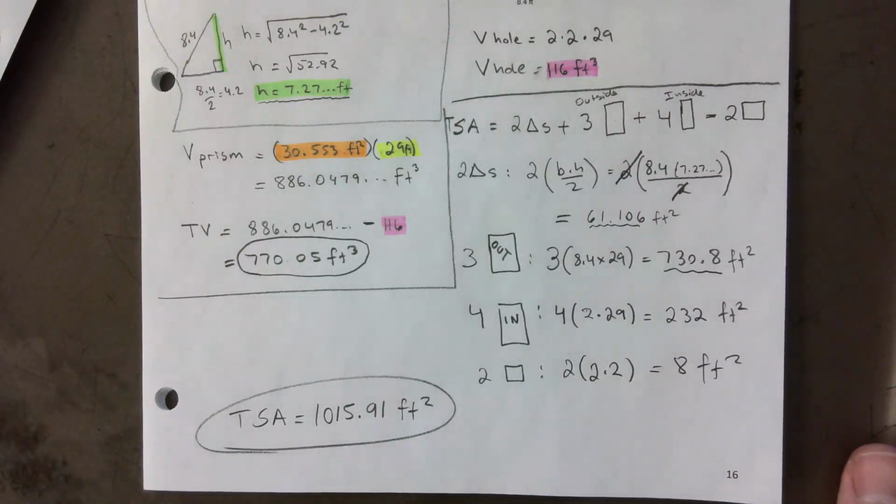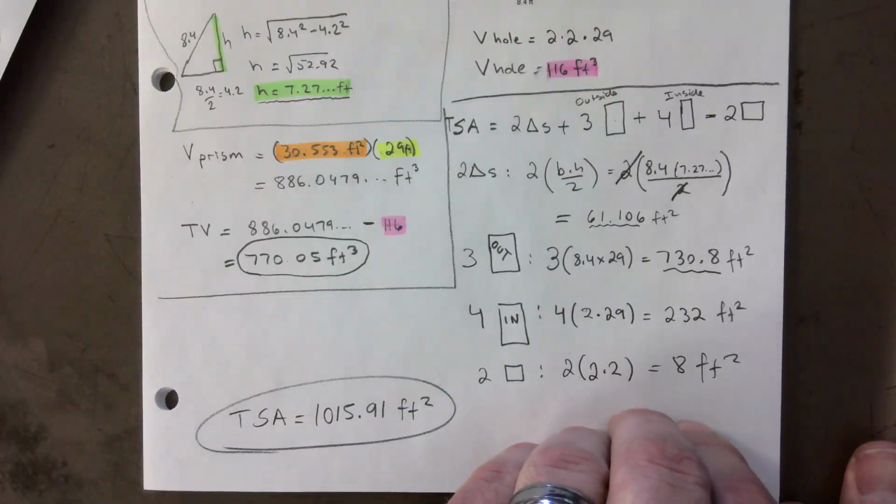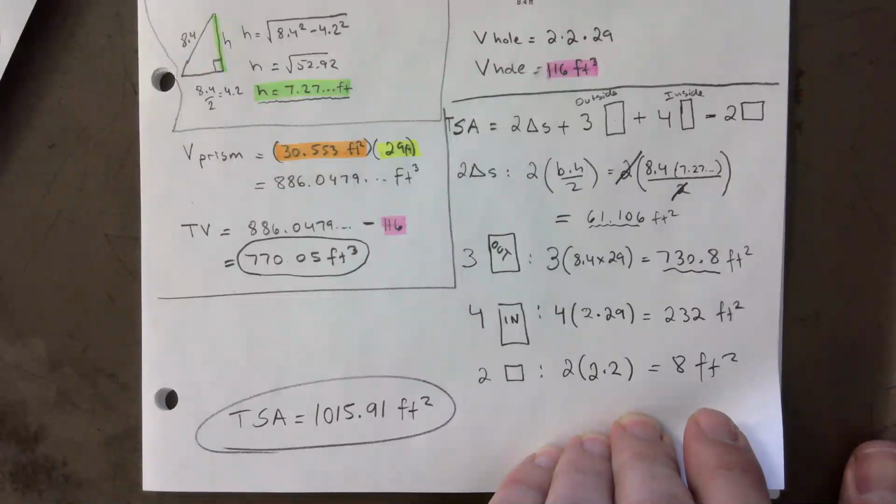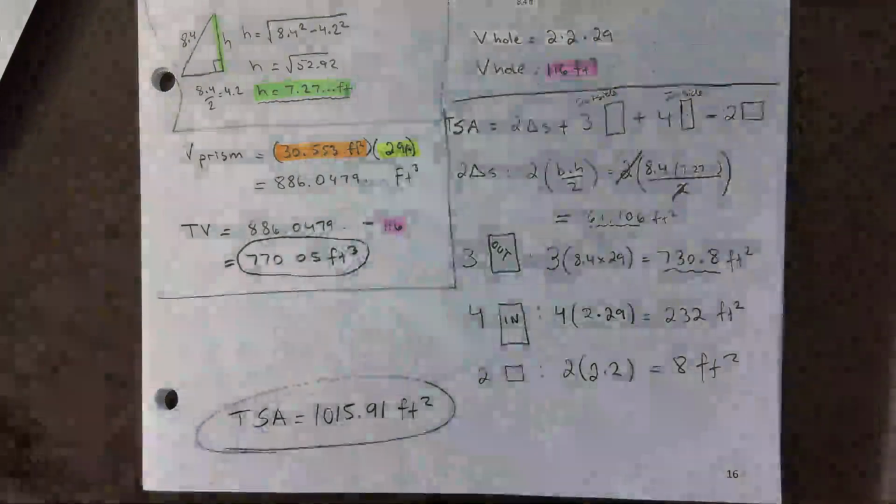Page 17. How many of you already did 17? I didn't assign 17, did I? I don't think I did. Okay. If you're still writing it down, go for it.